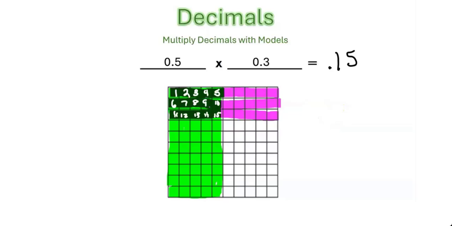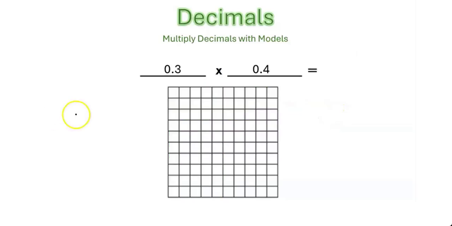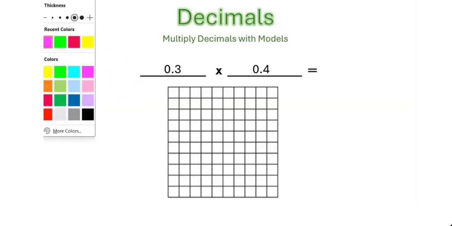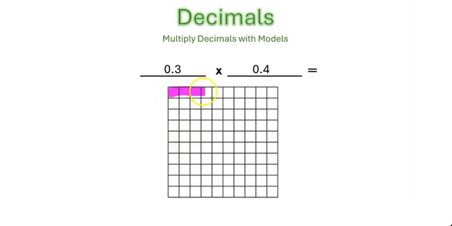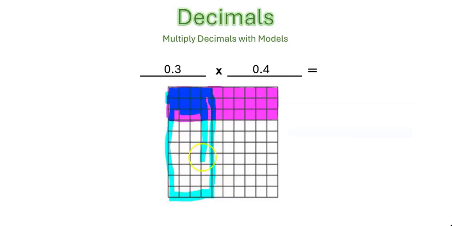All right, let's try another one. I'm going to try it a little different way this time. Okay, this is 3/10 times 4/10. So I'm going to go ahead and start with the 3/10 across here. So I'm going to do 3 across. Now I'm going to do the 4/10 up and down. So now I'm going to go over 4 and go down. See, I'm going up and down instead of across.